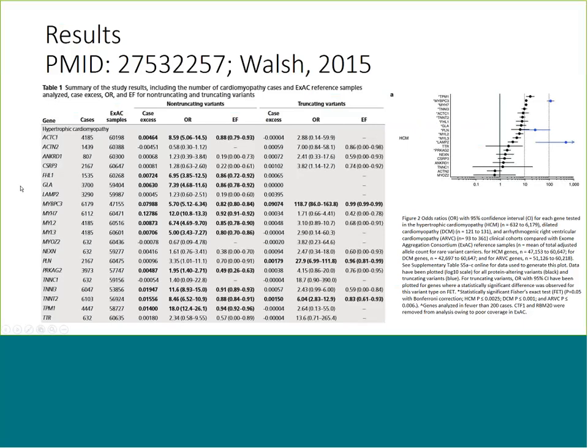So the table we're looking at here is a list of hypertrophic cardiomyopathy genes. You can see they're split into non-truncating and truncating variants. Anything highlighted in black was significant. And on the right is the odds ratio for the hypertrophic cardiomyopathy genes.